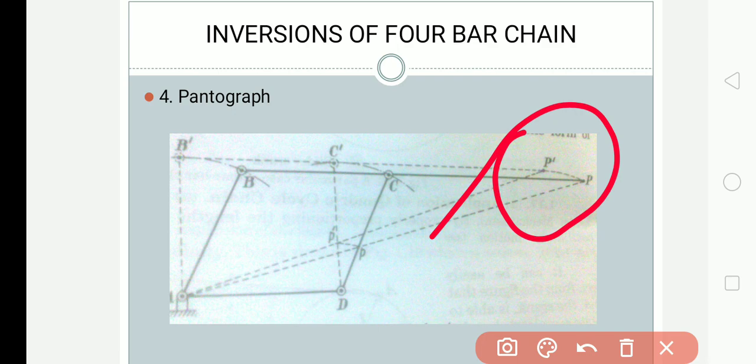So these are some of the inversions of 4-bar chain. Next class we will study the inversions of slider crank chain, or single slider crank chain.